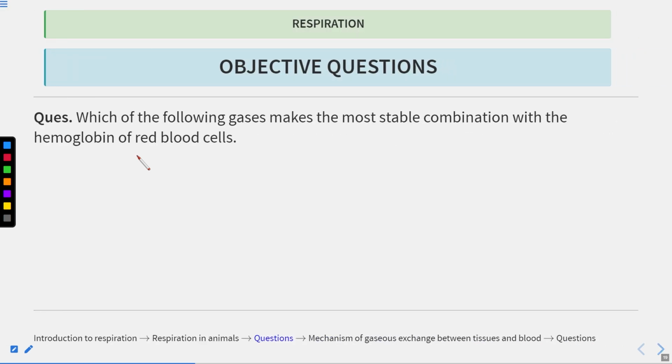The next question is, which of the following gases makes the most stable combination with the hemoglobin of the red blood cells? Hemoglobin is the carrier of the gases. It carries oxygen and carbon dioxide, and it can also form complexes with carbon monoxide. The options are carbon dioxide, carbon monoxide, oxygen, or nitrogen.